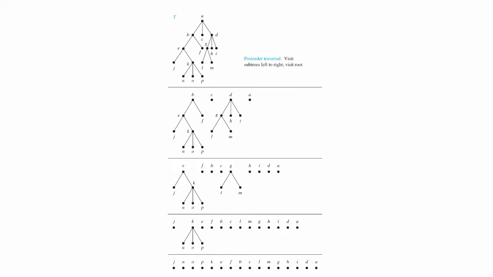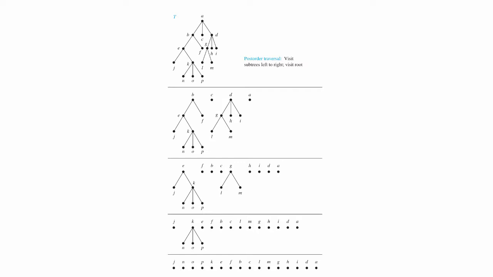The post-order traversal of the subtree with root B begins with the post-order traversal of the subtree with root E, followed by F, followed by the root B. Then the post-order traversal of the rooted tree with root D begins with the post-order traversal of the subtree with root G, followed by H, followed by I, and followed by the root D. Now the post-order traversal of the subtree with root E begins with J, followed by the post-order traversal of the subtree with root K, followed by the root E, and the post-order with root K is N, O, P, K.